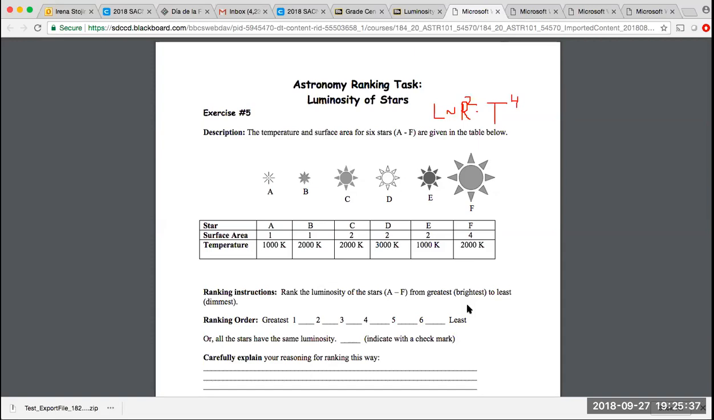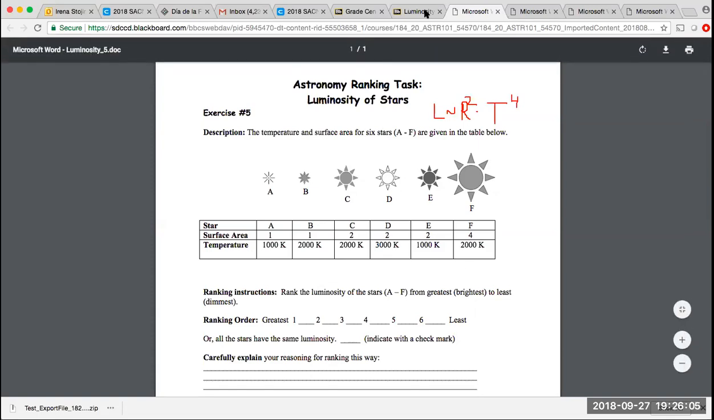So 1 to the 4th is just 1. And then 2 to the 4th, I'm not sure, but that just means like 2 times 2 times 2 times 2, right? So we can do that even without the calculator. So that's 16.